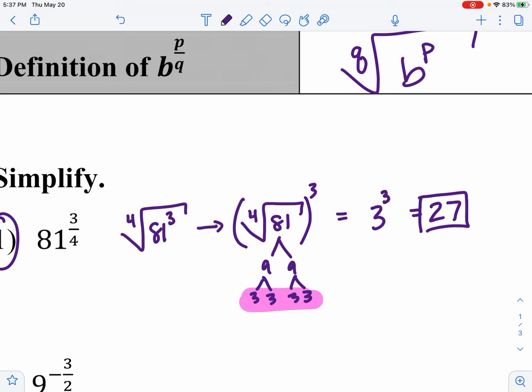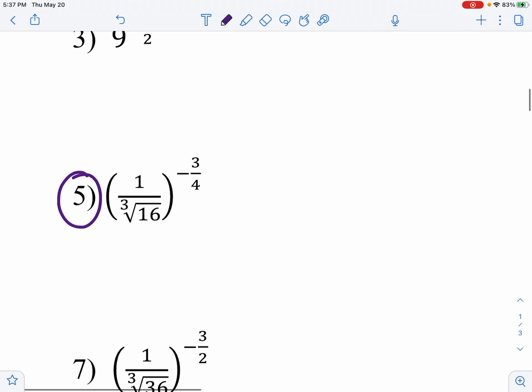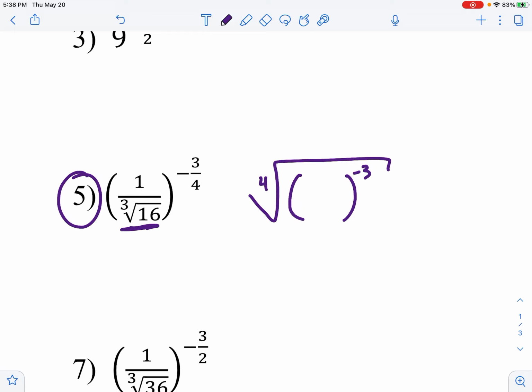What about something like number 5? There's a whole lot going on in number 5 here. I do not really want to deal with roots and fractional exponents all in the same problem. I also don't really want all roots. If I think about writing this as a root, I'm going to have the fourth root of this whole thing to the negative third power. Gross, inside that thing, there's another cube root. That's just way too much. No, thank you. I could do it.